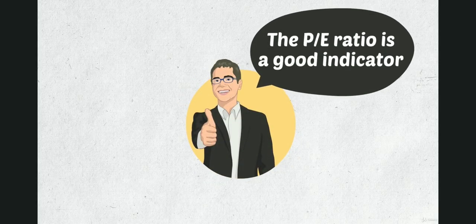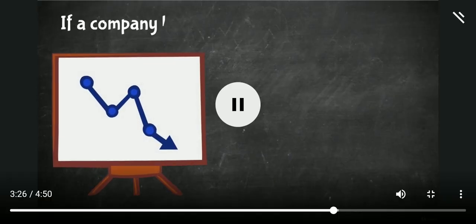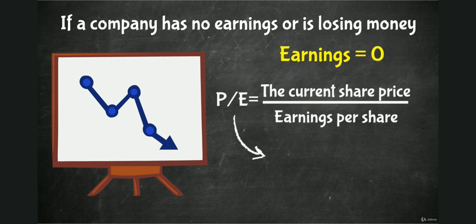Now, the price to earnings ratio is a good indicator, but it has some limitations. For example, if a company has no earnings at all or is losing money, then the PE ratio doesn't exist, since we can't actually put anything into the denominator.